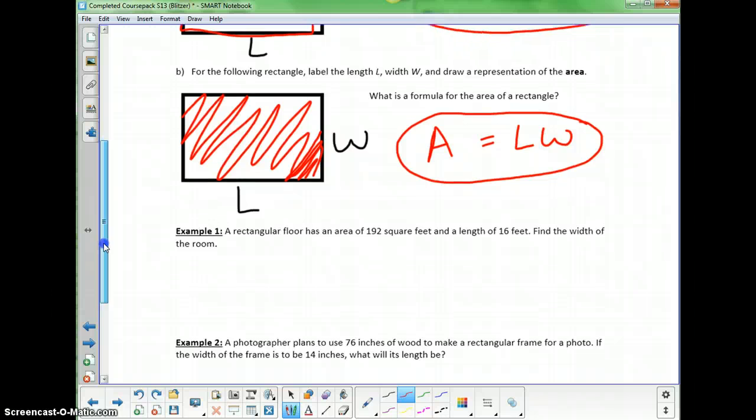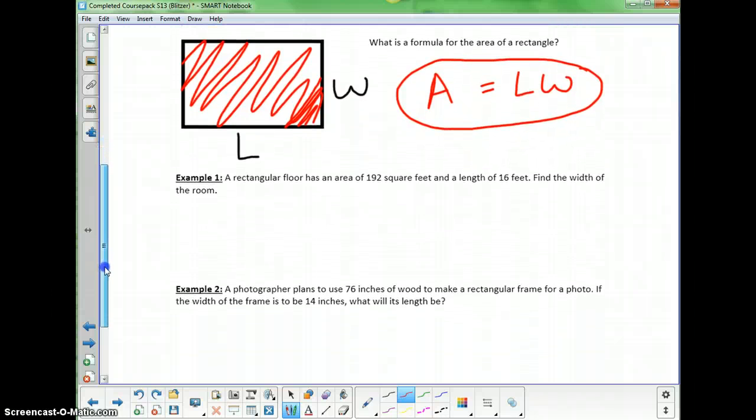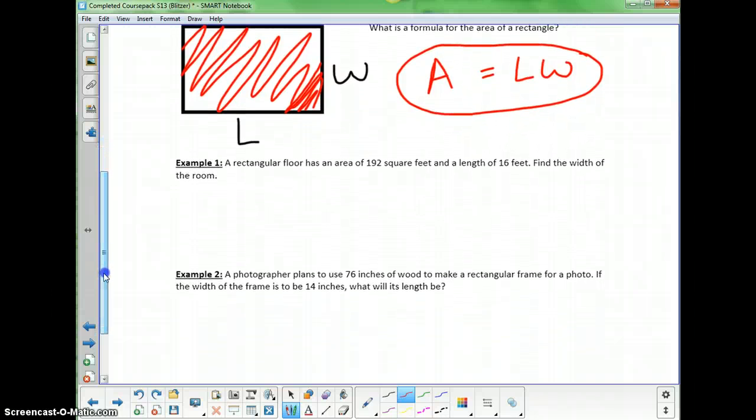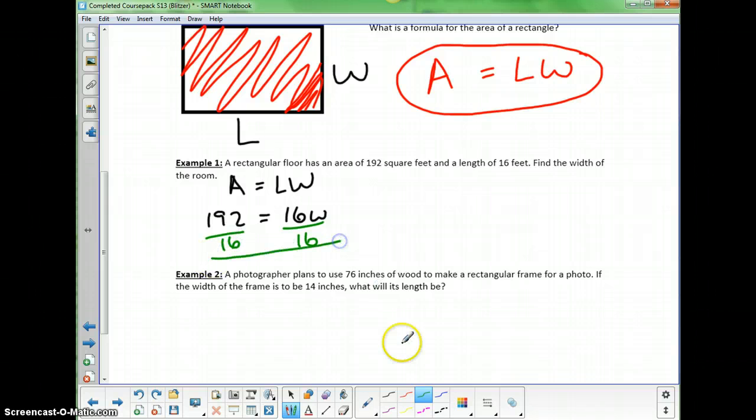So in example 1, a rectangular floor has an area of 192 square feet and a length of 16 feet. Find the width of the room. So I know since it's a rectangular floor, area is equal to length times width. The area is 192, and the length is 16. So I need to solve for W. Since it's 16 times W, we're going to divide both sides by 16 to solve for W.